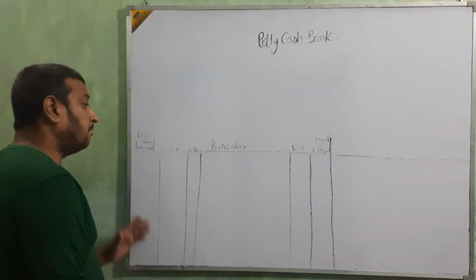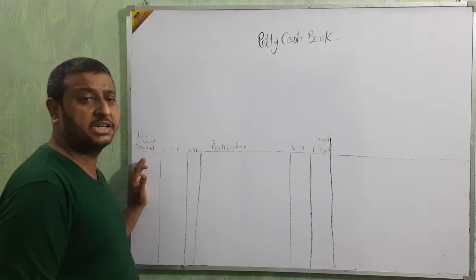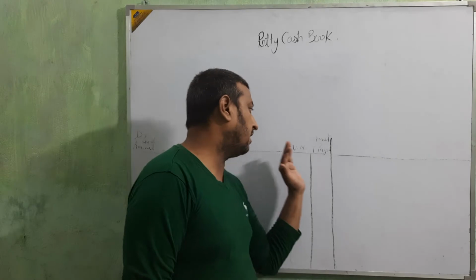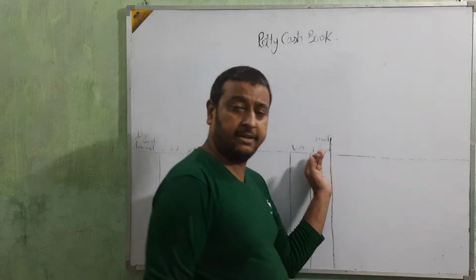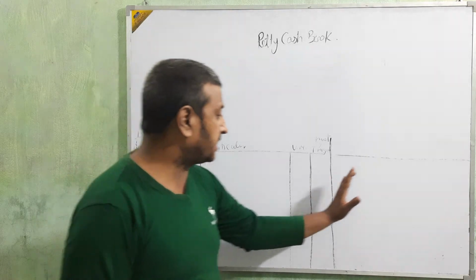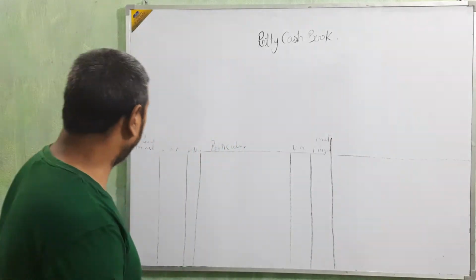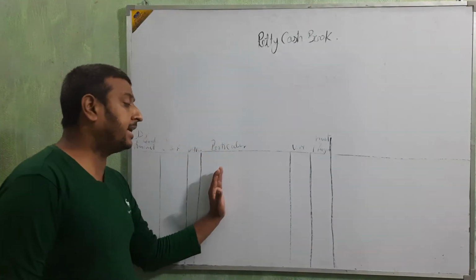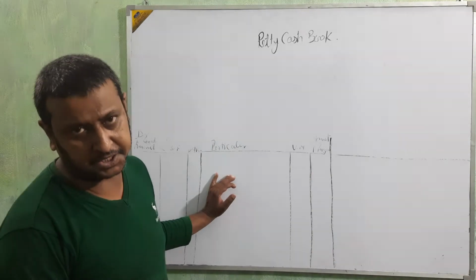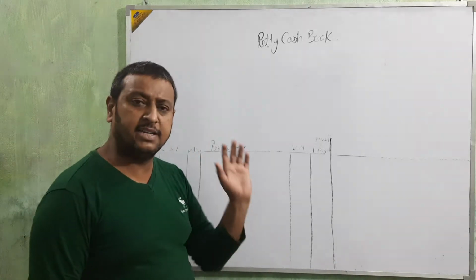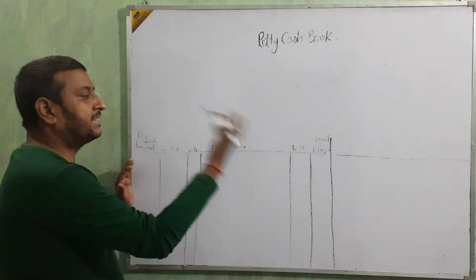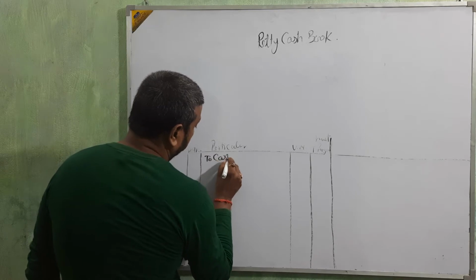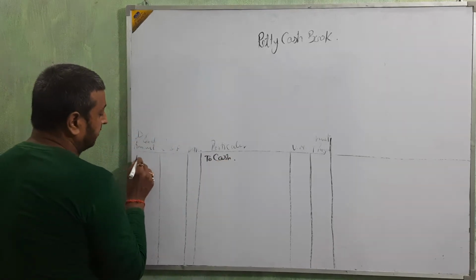Just see the columns of the Petty Cash Book. First, amount received. Second, cash book folio number, then date, then particulars, voucher number, payment or total amount, and then some more columns here. I will talk about them later. Don't worry. First, the main point in this Petty Cash Book is that the particulars column is only a single column. This side is the debit side, that side is the credit side. When you receive the money, write 'to cash' and the amount right here only.